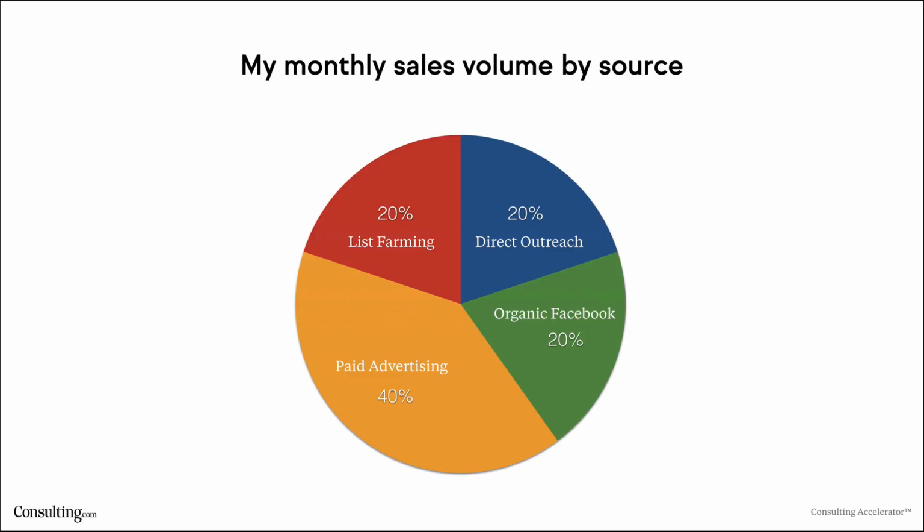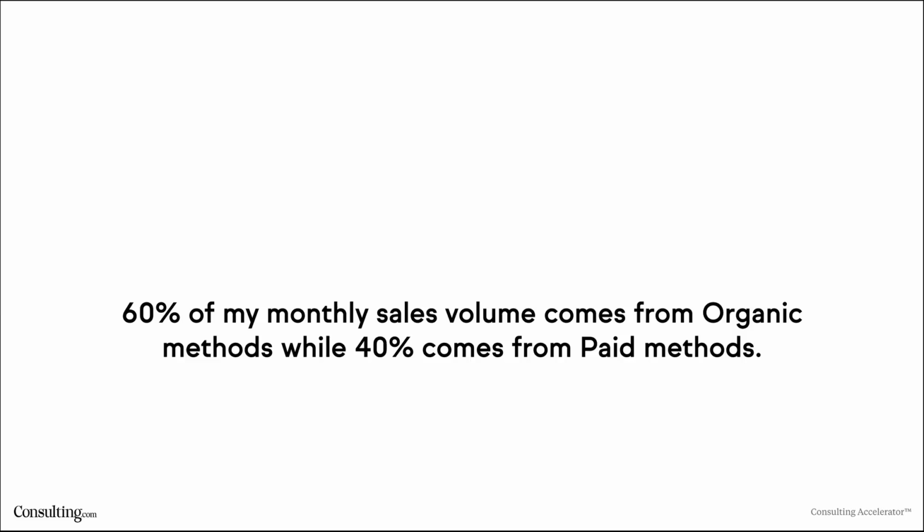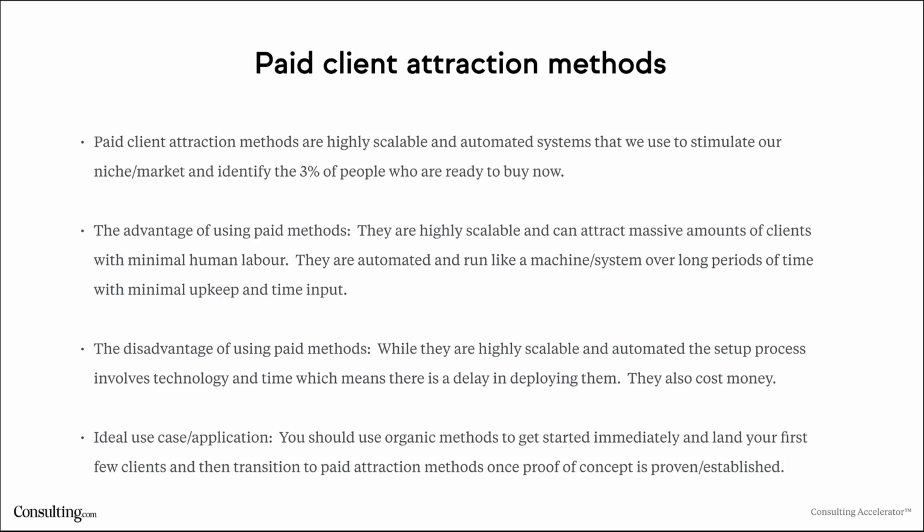You can do your iterations. You can get that proof of concept dialed in. And then once you've got it established, you've got a couple of clients under your belt, then you can go to paid ads and really scale up. And like I said, 60% of my monthly sales volume comes from organic methods, while 40% comes from paid.